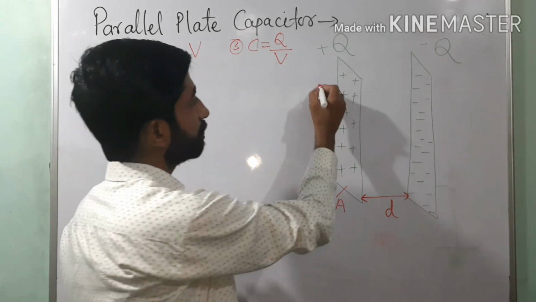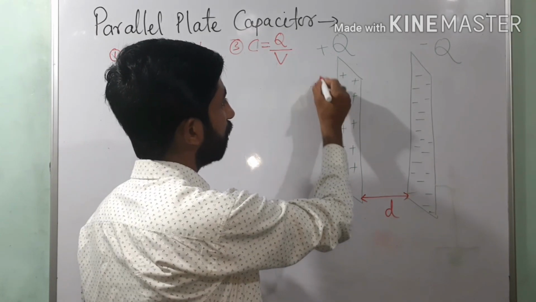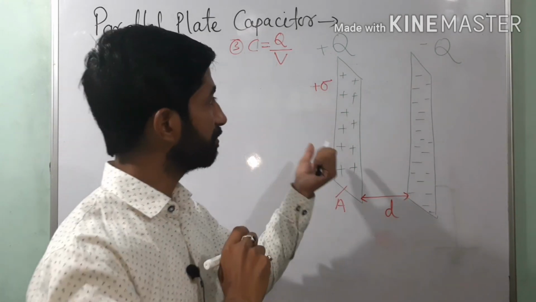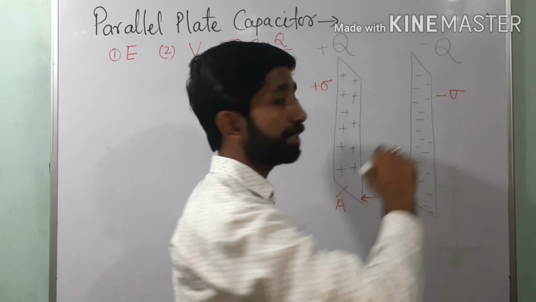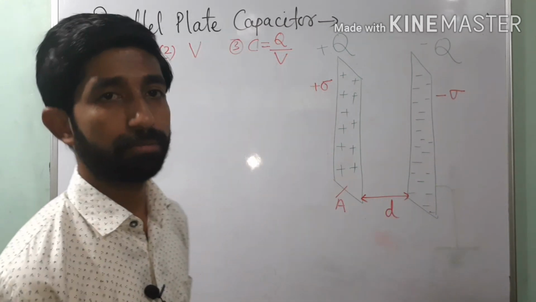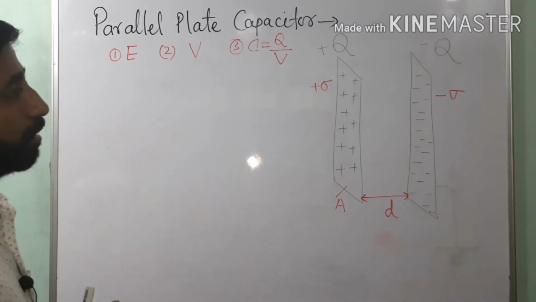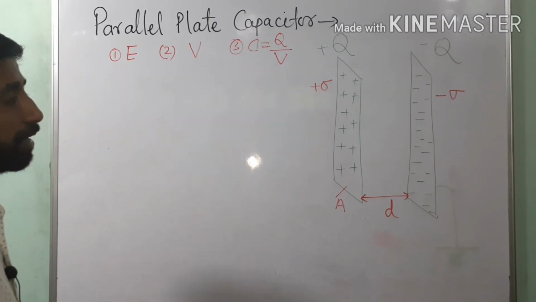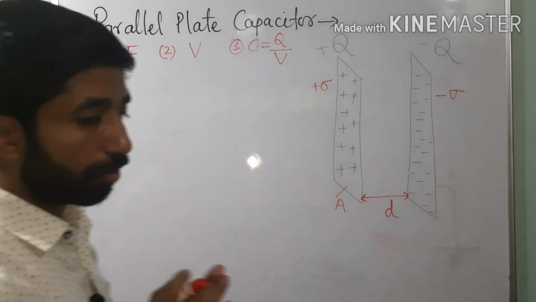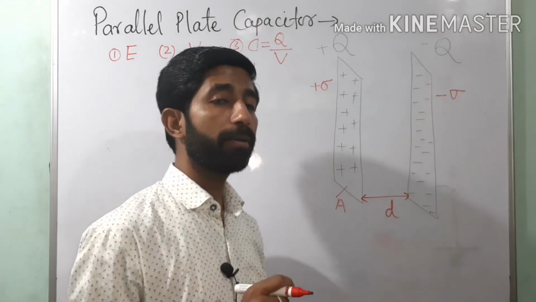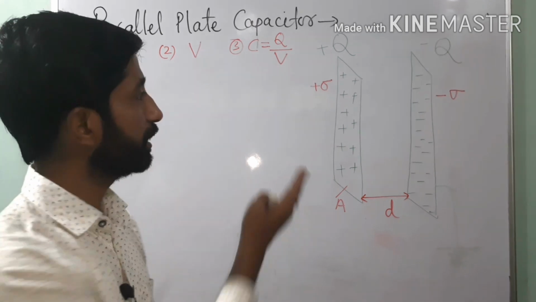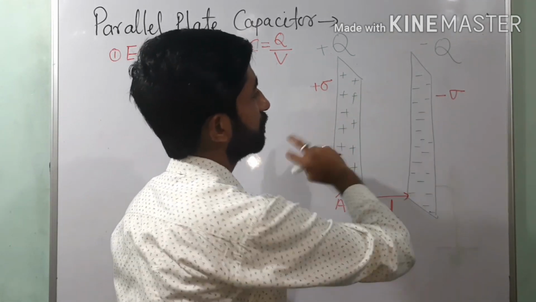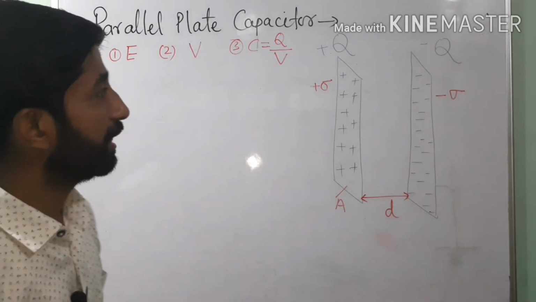Now if plus sigma is the charge density of the first plate, then obviously minus sigma will be the charge density of the second. So during the application of Gauss law, we learned about what? The electric field in one region, two region, or these three regions. We did find the electric field.